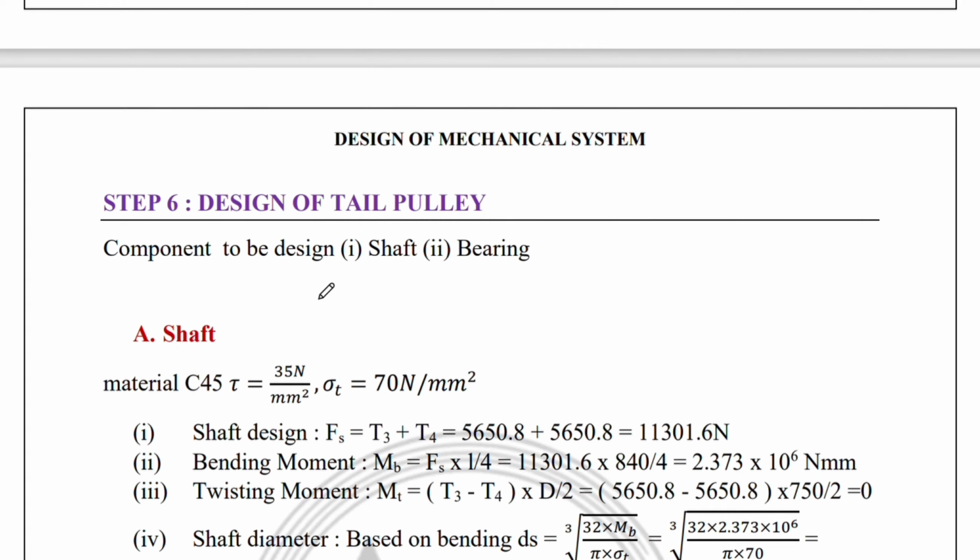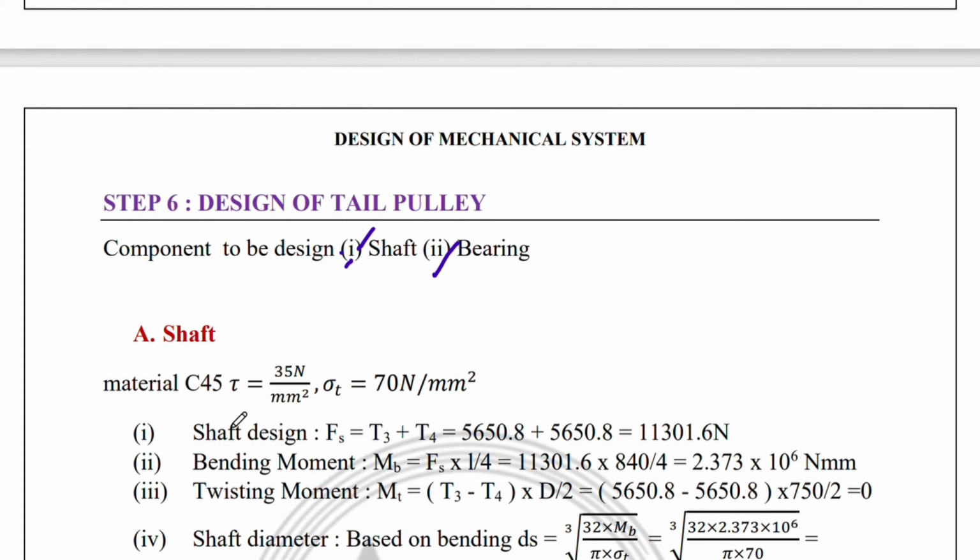Step number 6 is design of tail pulley. As I have said, the previous step was design of head pulley, which is similar to the tail pulley. Both designs are similar. If you can do step number 5, this will be the easiest step. In this step, only two components we will design: one is shaft and the other is bearing.